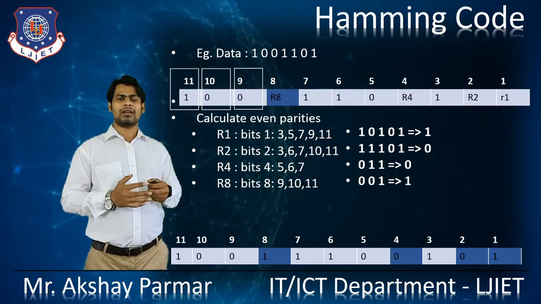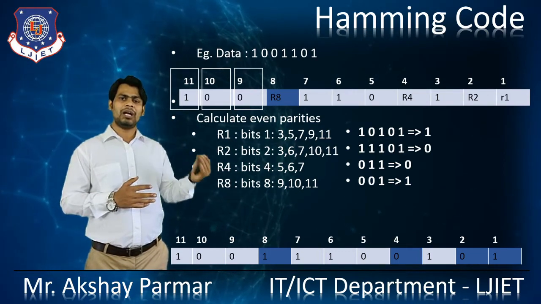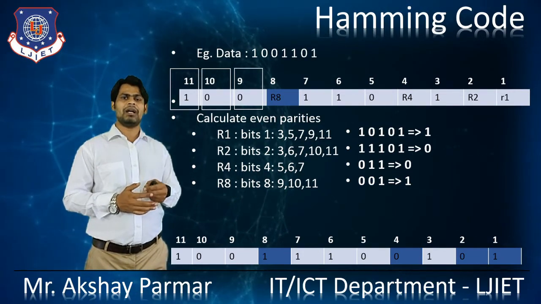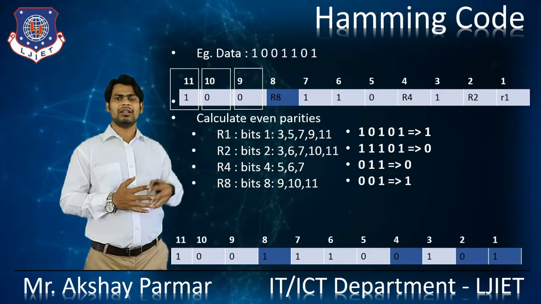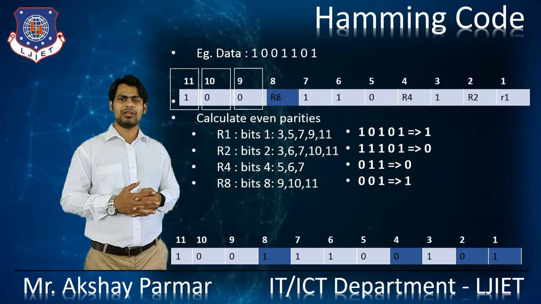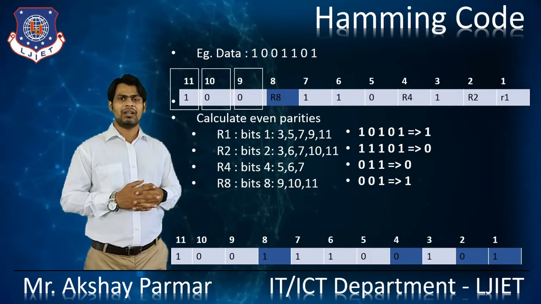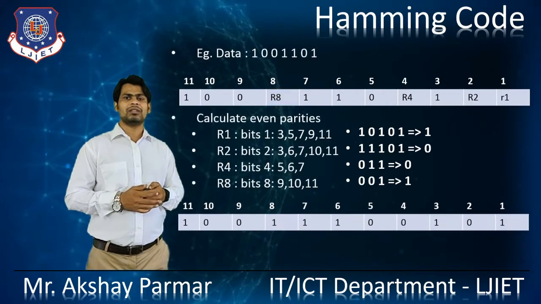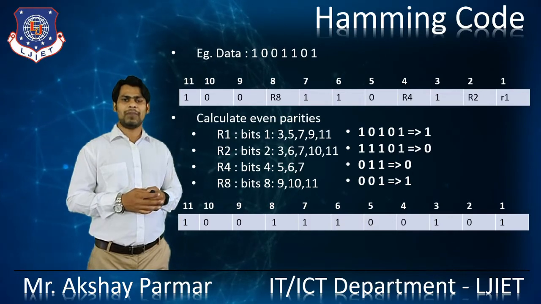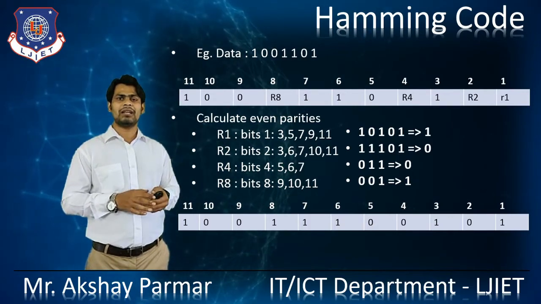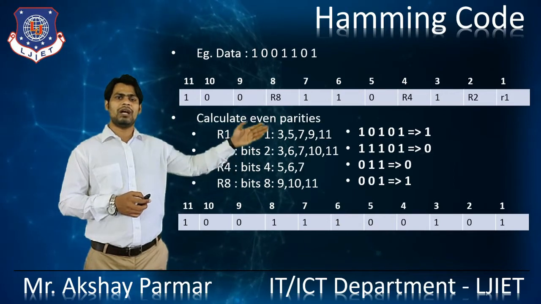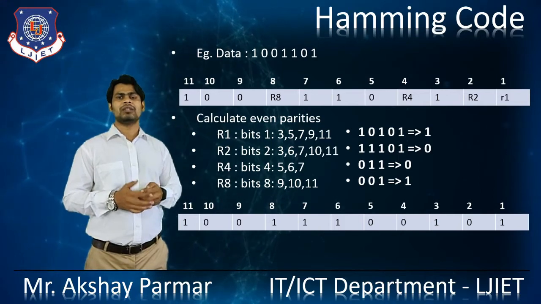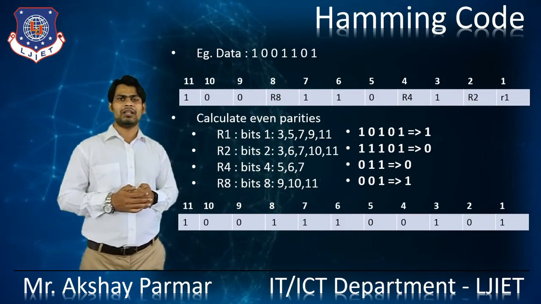So that's how we are selecting the redundant bits R1, R2, R4 and R8, right? To select them, we have different bit combinations and we are finding the VRC of each, right? So that's how we are finding the redundant bits in the Hamming code. This is the calculation of even parity and how we are selecting the redundant bits. We are selecting R1 as 1, R2 as 0, R4 as 0 and R8 as 1, right?